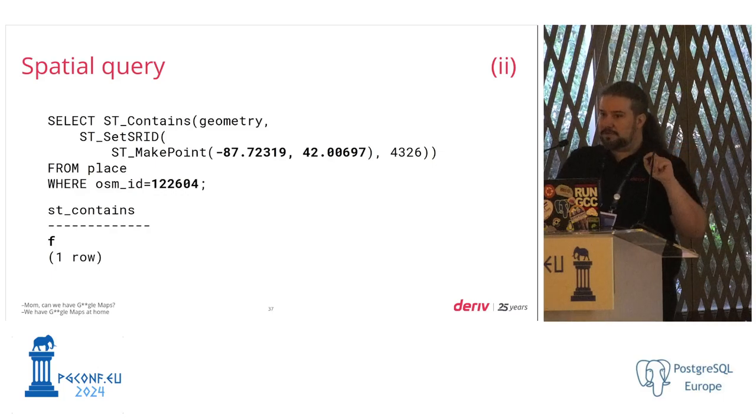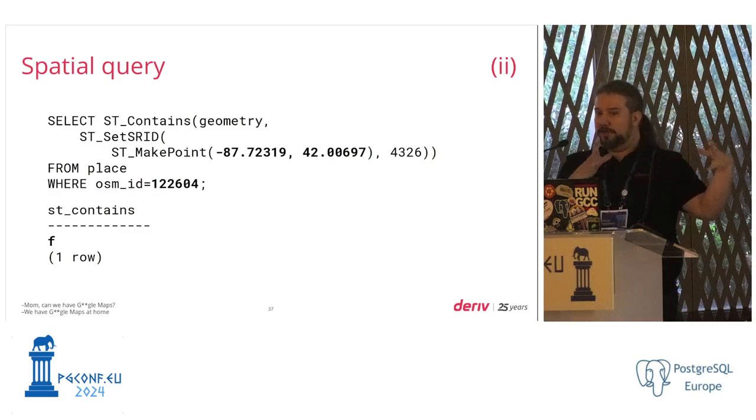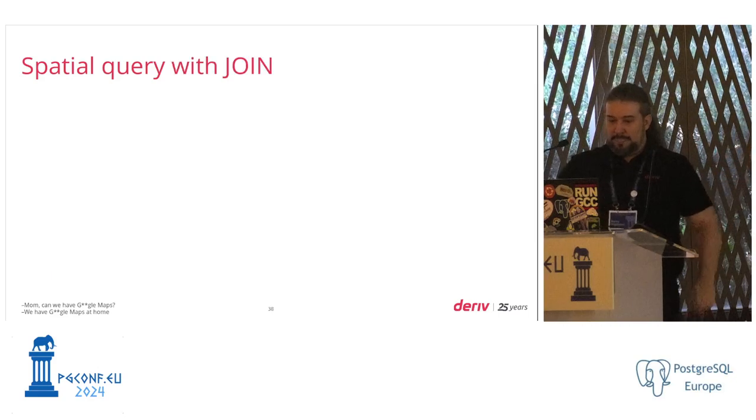So you can always tell where a pair of coordinates belongs, right? Does it belong in a city? Does it belong in a country? Does it belong in a continent, in a lake, on a street, etc.?